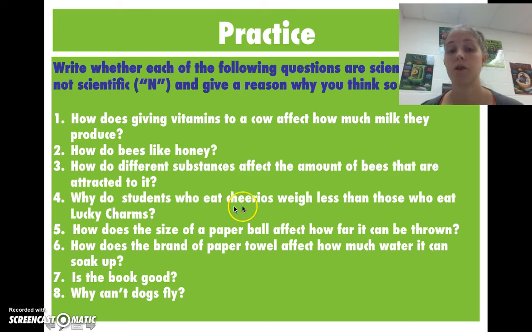Why do students who eat Cheerios weigh less than those who eat Lucky Charms? Well, that's a why question. Immediately you should have been like, bad scientific question because we don't use why questions for scientific questions. And you would be right.